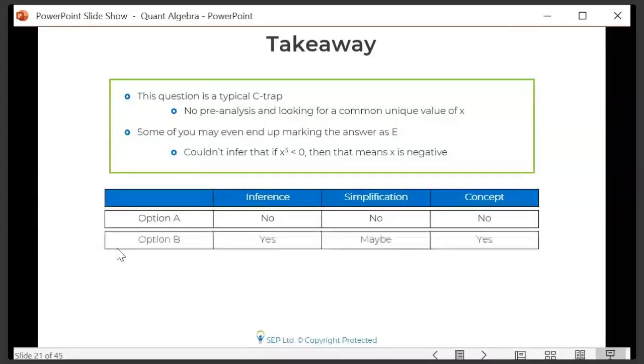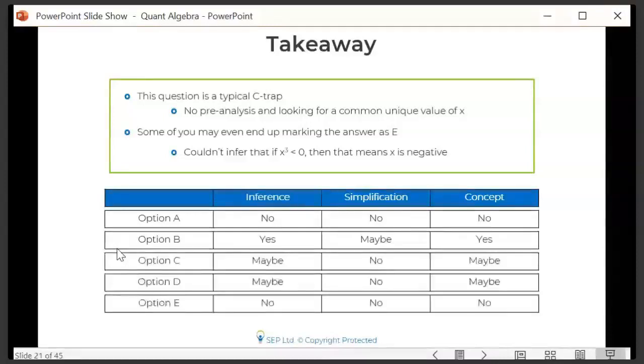Those who are marking B have done almost everything correctly. I'm saying maybe in simplification, because those of you who do hit and trial may not be using simplification and still get the answer. But if you did simplify, then that's really good for you. And obviously those who are marking C, D, and E lack most of the processes. They don't know how to simplify, and they don't know the concepts well either. And this is the kind of error log, basically.